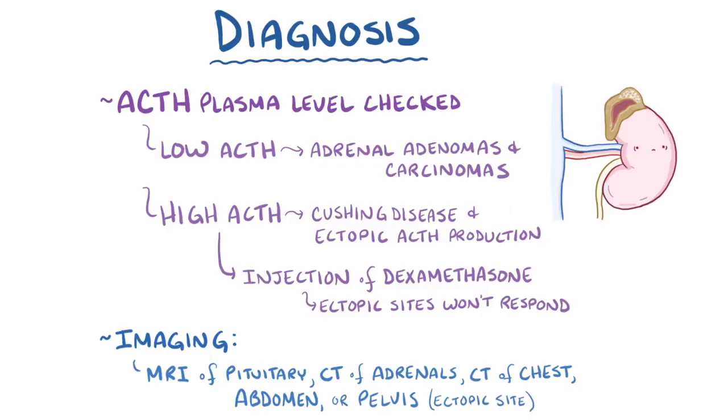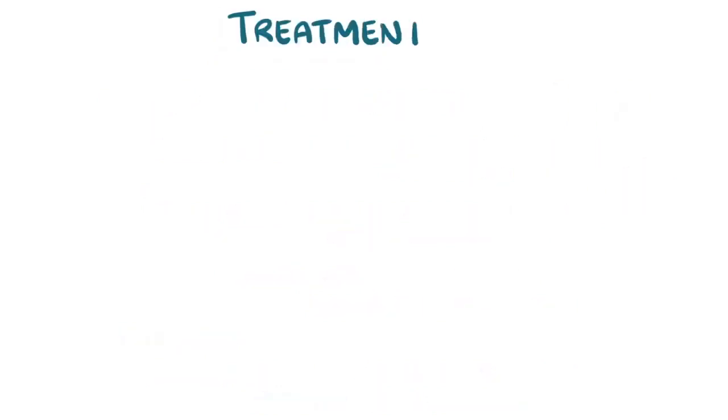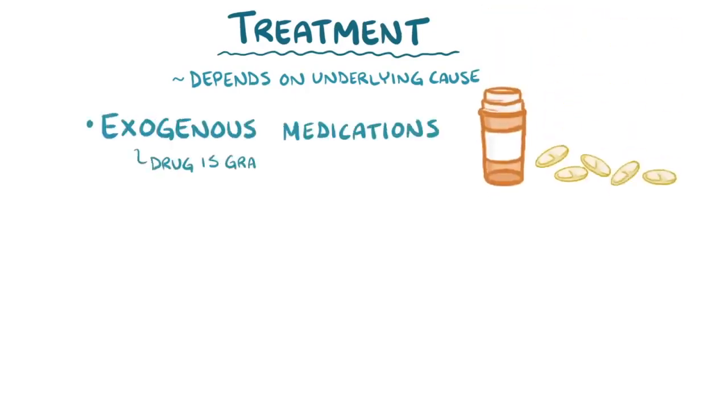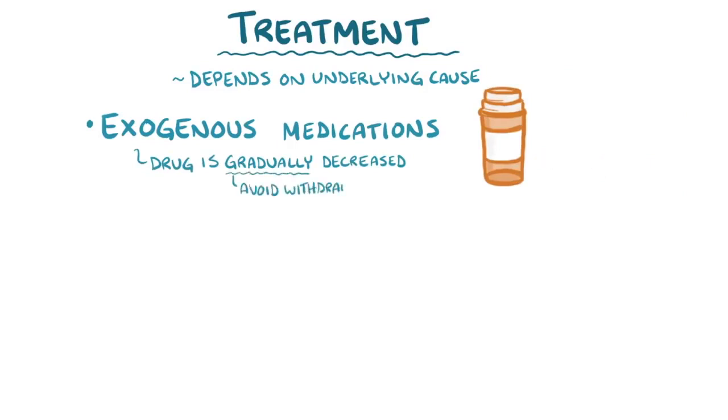or a CT of the chest, abdomen, or pelvis if there seems to be an ectopic site of ACTH production. Treatment of Cushing syndrome depends on the underlying cause. If it's due to exogenous medications, then the offending drug is gradually decreased and eventually stopped if possible. It's important to avoid sudden steroid withdrawal, though, because that can cause an adrenal crisis, which is life-threatening. That's because the adrenal glands might be atrophied and might need months to recover fully, and during that time, the body needs the exogenous steroids to function normally.